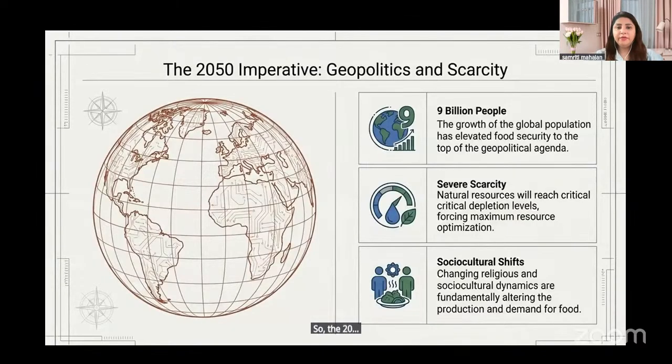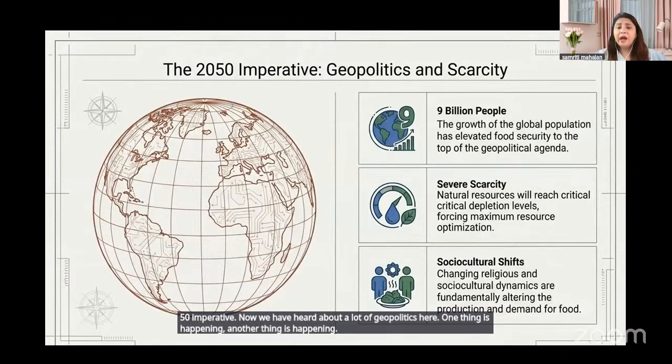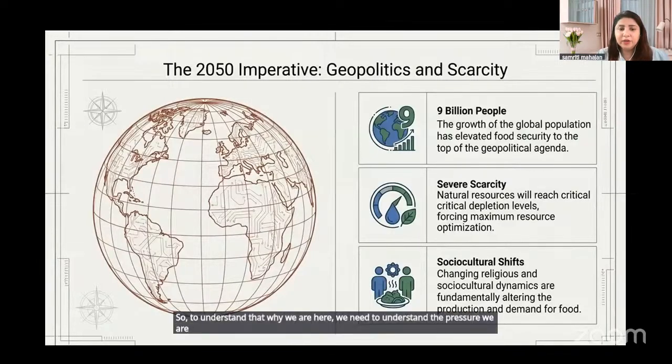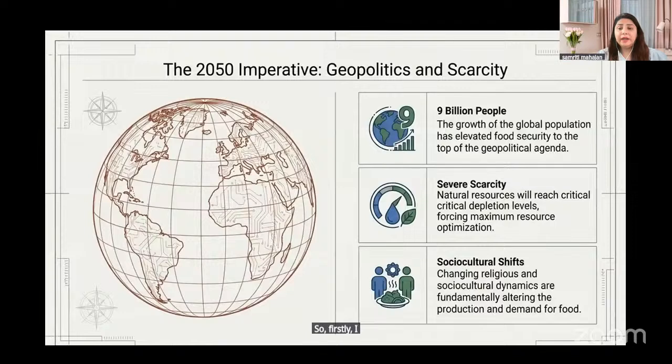So, the 2050 imperative. Now we have heard a lot about geopolitics here. One thing is happening, another thing is happening, and automatically scarcity would be there. To understand why we are here, we need to understand the pressure we are building towards. Firstly, 9 billion people by 2050: global population is projected to reach or exceed 9 billion. This alone has elevated food security to the very top of the geopolitical agenda.